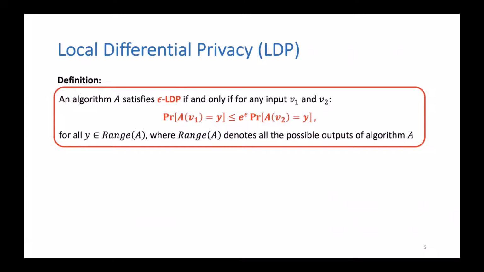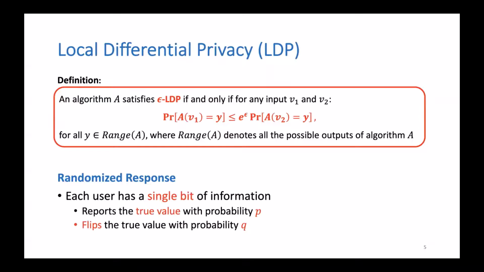Local differential privacy is a variation of traditional differential privacy. Formally, an algorithm A satisfies epsilon local differential privacy if and only if, for any input v1 and v2, the ratio of the probability A(v1) equal to y to the probability of A(v2) equal to y is bounded by e to the power of epsilon. The most common way of achieving epsilon LDP is the randomized response mechanism. In randomized response, a user reports the true value of a single bit of information with probability p and flips the true value with probability q.